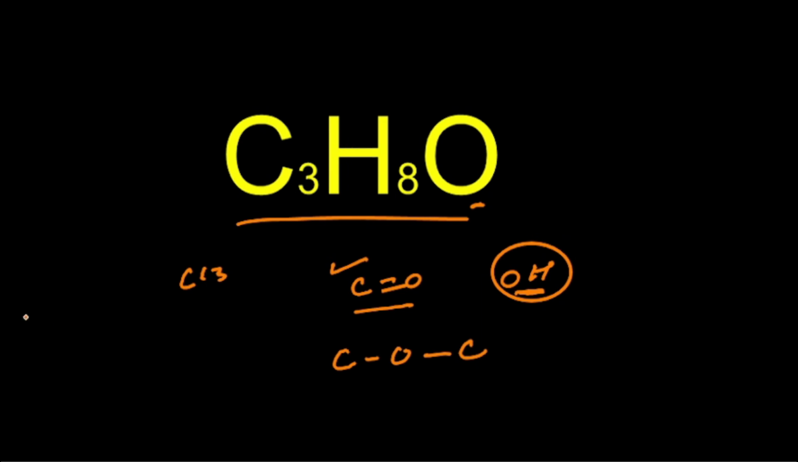That's how they help us find the unknown molecule, the structure of that molecule. So now the problem is C3H8O. Only the molecular formula is given. Now we will deduce the structure. We will elucidate the structure of this compound with the help of NMR spectroscopy.